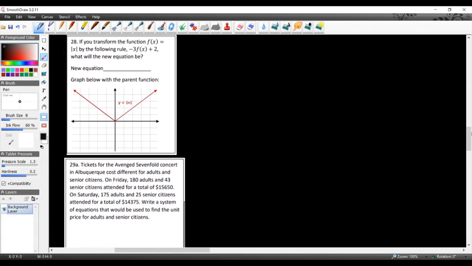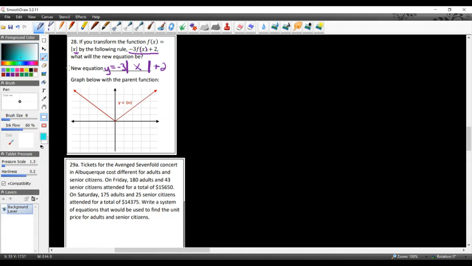This problem, it's kind of like one we already went over, but I wanted to go ahead and just give you one more because why not? Okay, because this one has a negative. Maybe that's why I wanted to do that. So for this one, we're going to first rewrite it. It says if you transform the function f of x is equal to the absolute value of x by this rule, what will the new equation be? Well, let's go ahead and call it y. So y equals, we're going to say that negative 3 goes in the front. Since my function is absolute value, you have your bar lines, and this just goes inside. In this case, we just have an x. There's nothing else in the parentheses. And then plus 2 goes on the outside.